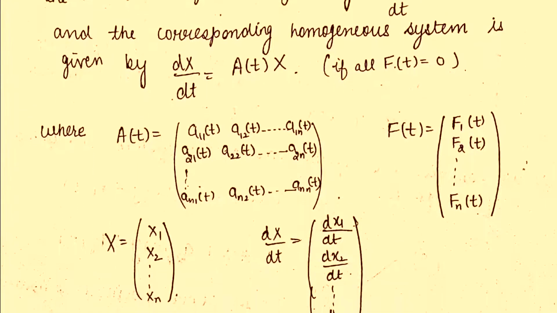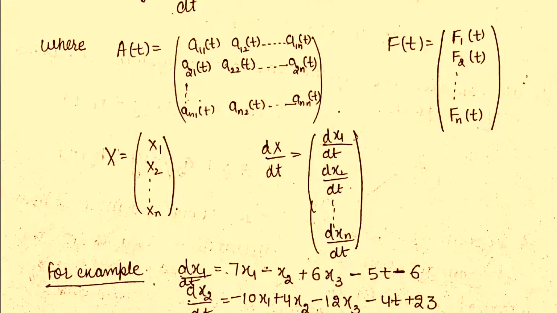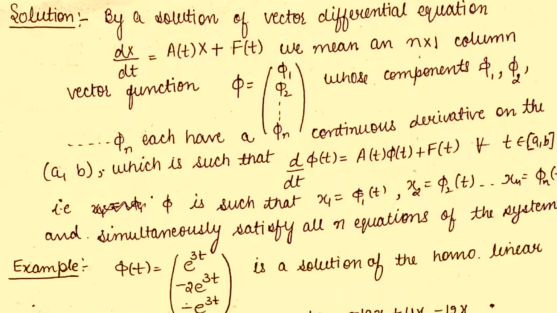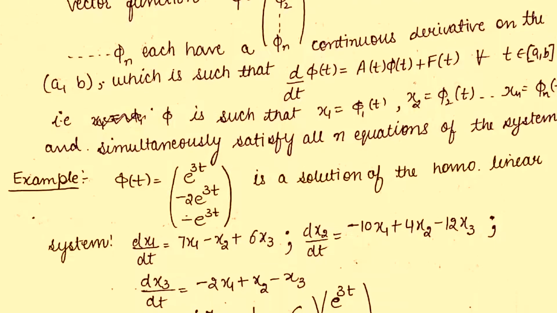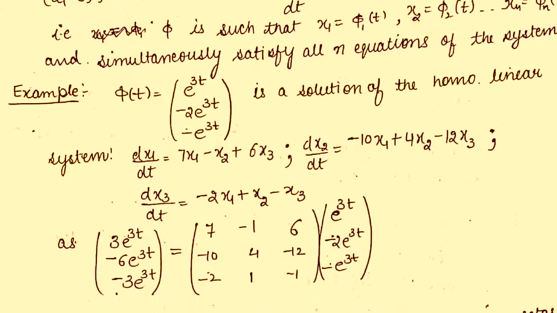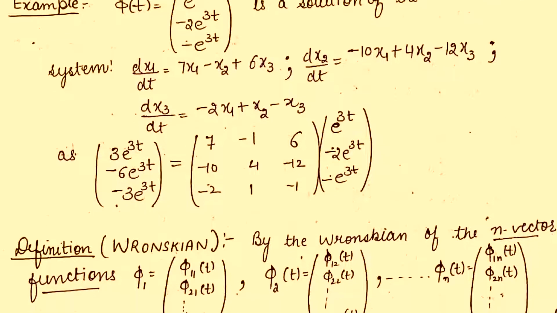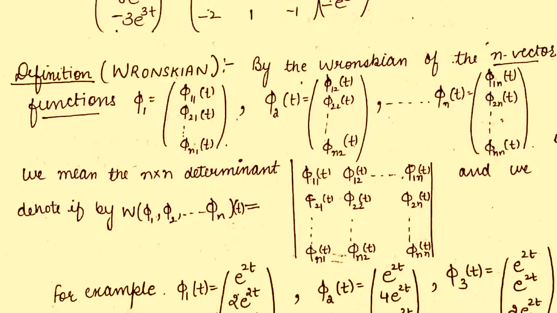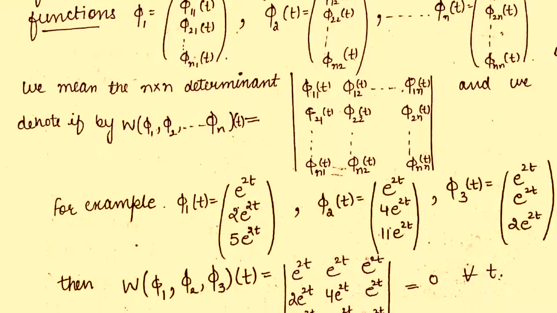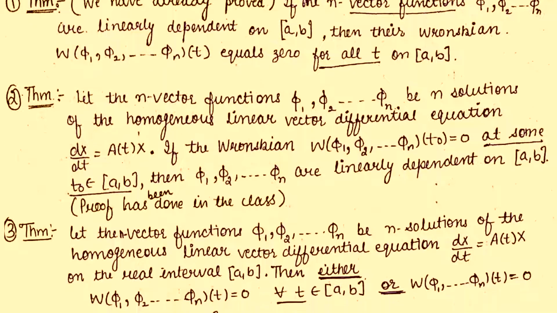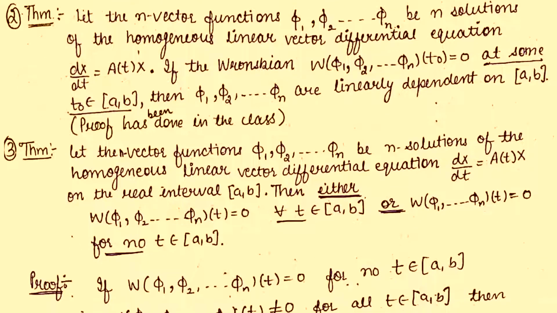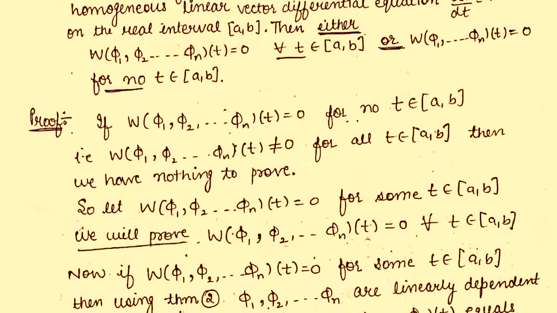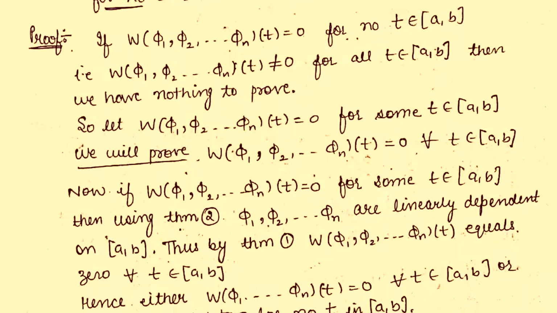Then we introduced the term Wronskian of n-vector functions. With the help of Wronskian, we obtained the linear dependence and independence of solutions. And then we made a fundamental set of solutions of the system. The fundamental set of solutions, besides being the solution of the system, is also a set consisting of linearly independent vectors. And then we obtained the existence theorem for the fundamental set of solutions for dx/dt = A(t)x.